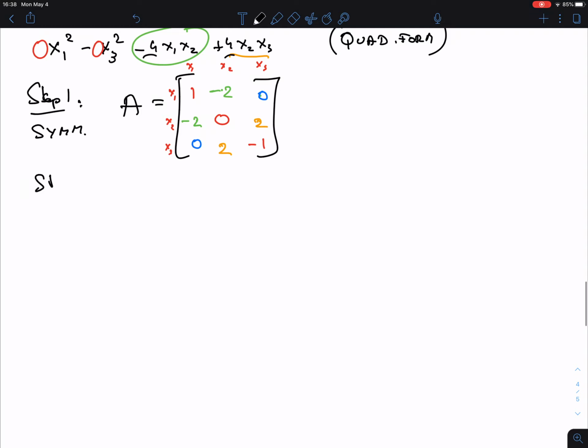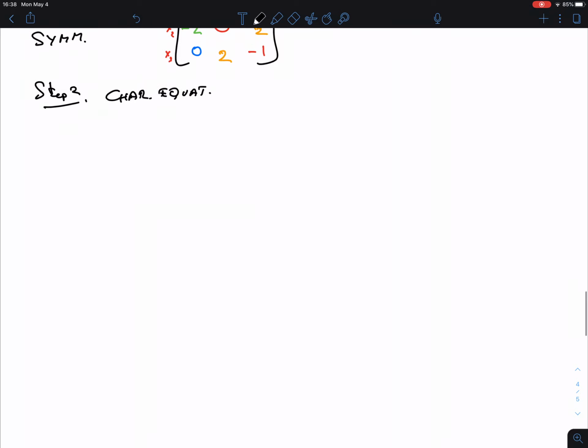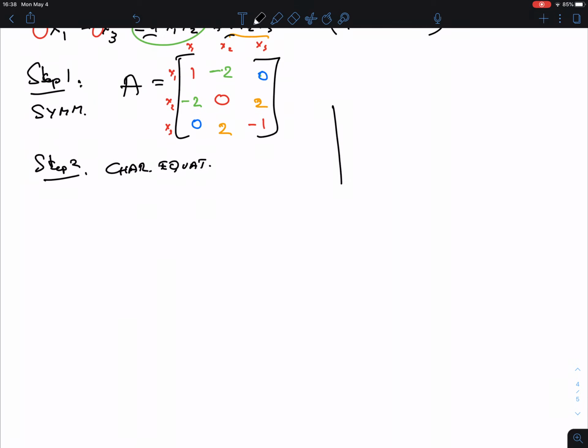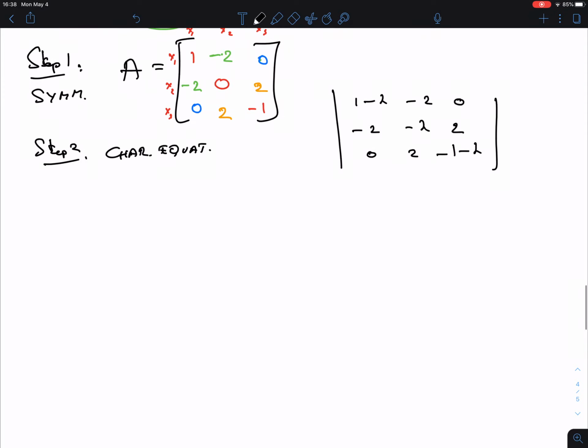Okay, step 2, we have to find the characteristic equation. That is something we can do, right? We have no problem in doing that. It's a bit more work, we know that for 3 by 3s. So this would be 1 minus lambda, minus 2, 0; minus 2, minus lambda, 2; 0, 2, minus 1 minus lambda. It's a bit unfortunate that this time we do not have a nice row to expand, and there is not even a good one here that I can use to make a 0.